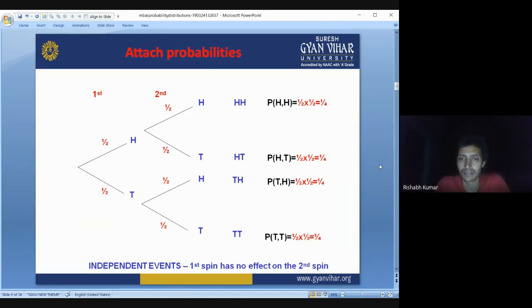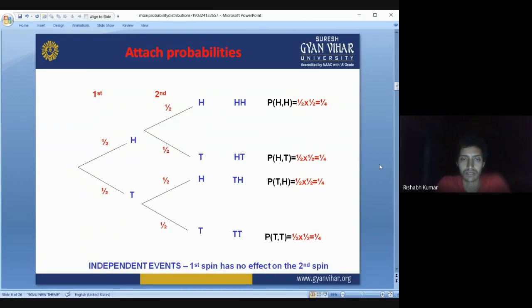Similarly with the third case, in which our outcome is tail head, the probability of getting the tail in the first flipping of the coin is 1/2, and then in the second flipping of the coin the outcome head also has a probability of 1/2. So the final probability of the event tail head, that means in the first flipping the coin gives tail, and in the second flipping the coin gives head, is 1/2 multiplied by 1/2, that is the probability of the first flip getting the tail multiplied by the probability of getting the head in the second flip.